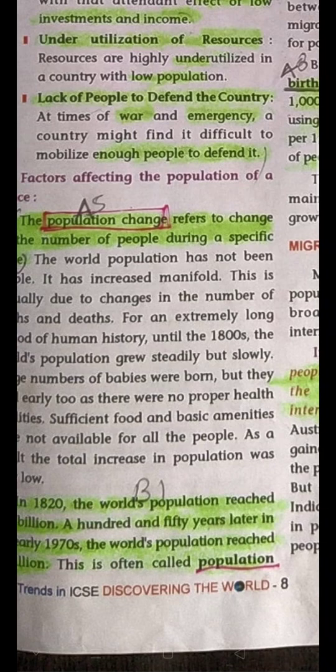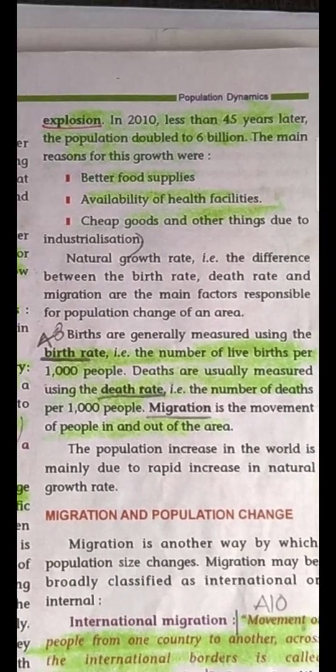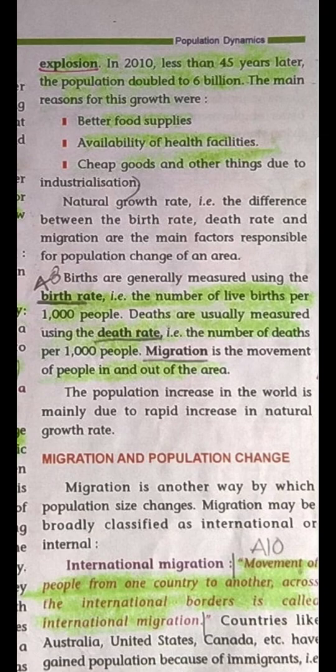In 1820, the world population reached 1 billion. 150 years later, in the early 1970s, the world population reached 3 billion. This is often called population explosion. In 2010, less than 45 years later, the population doubled to 6 billion. The main reasons for its growth were better food supplies, availability of health facilities, cheap goods and other things due to industrialization. Till here, children, you will write the answer for long answer question number 1.